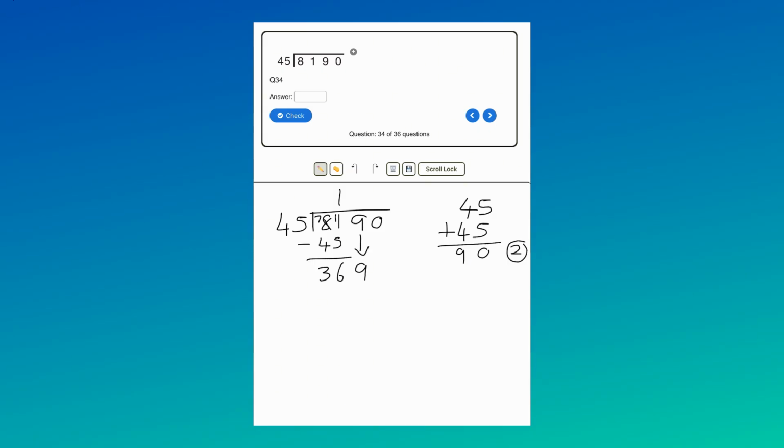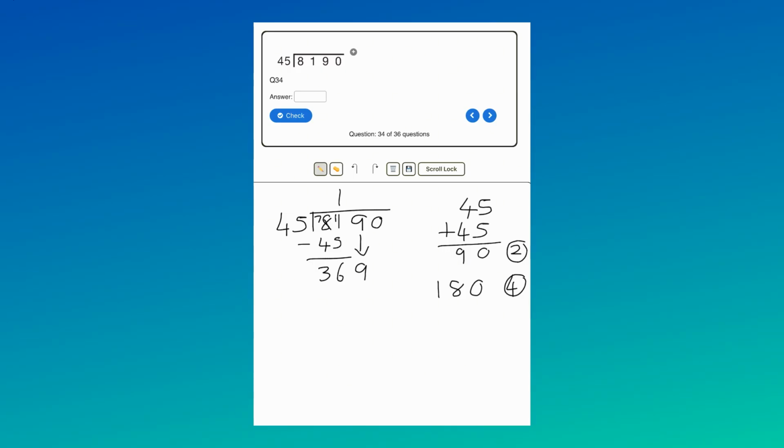Now I need to work out how many 45s fit into 369. Now I'm going to work out how many are 4 45s. That is just 90 plus 90. So that is 180. 9 plus 9 is 18. And then I can add my 0 on. That's still not up to 369.